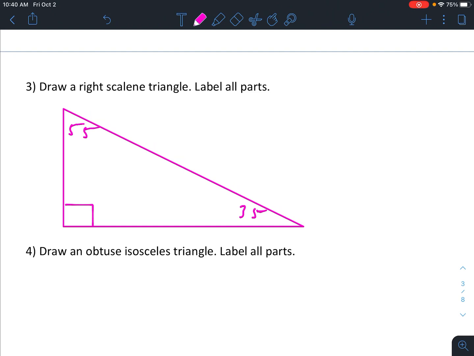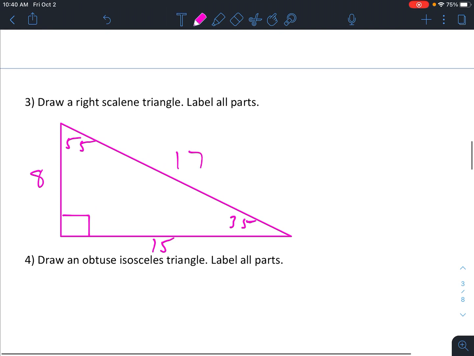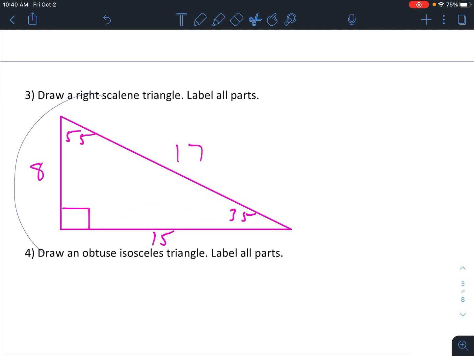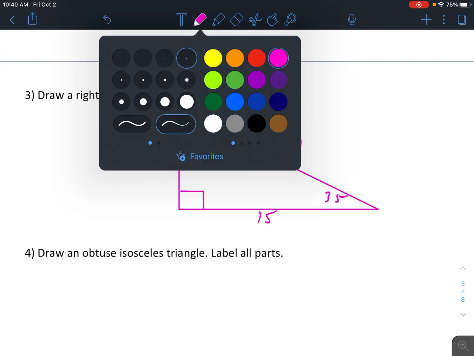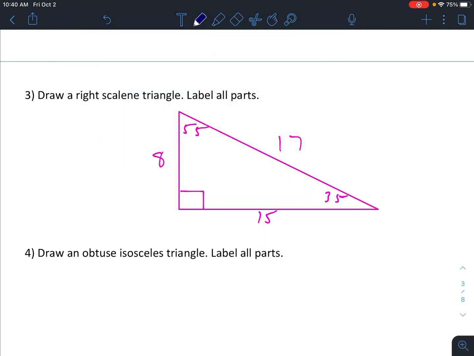To make sure that this is scalene, let's give the three sides different numbers. So maybe we can say this is 8, this is 15, and this is 17. So there we have a right scalene triangle. So it says to label the parts for a right scalene triangle. For a right triangle, the side across from the right angle is called the hypotenuse. And the other two sides are called the legs.